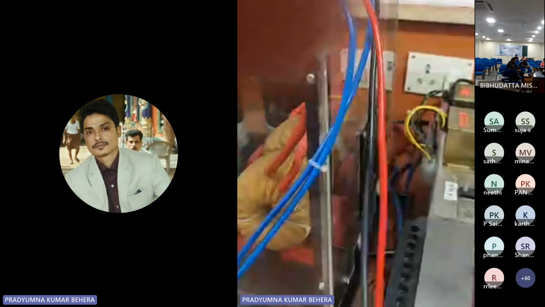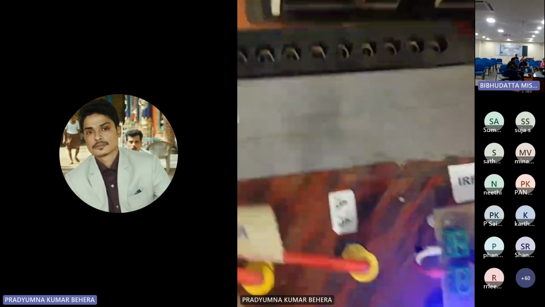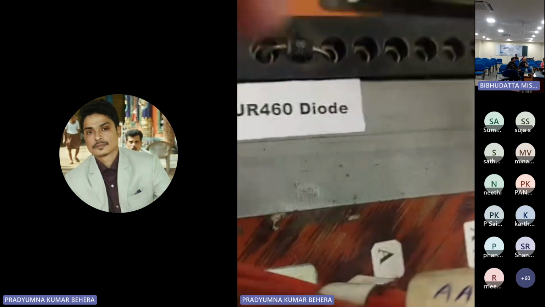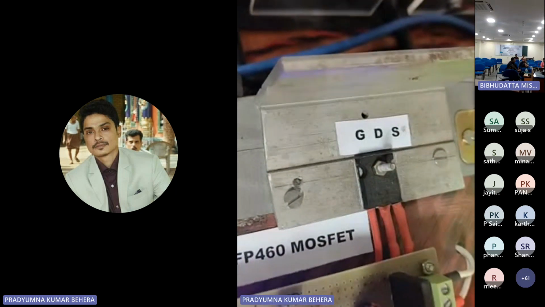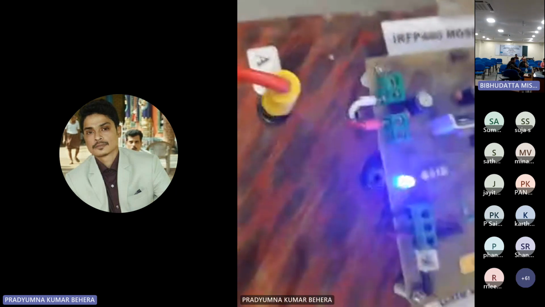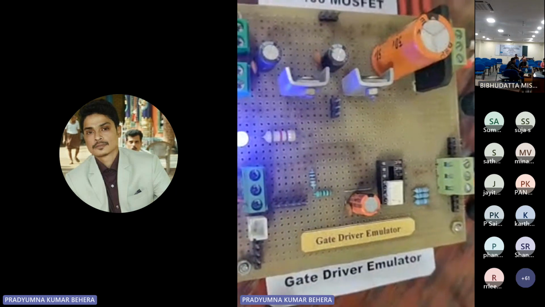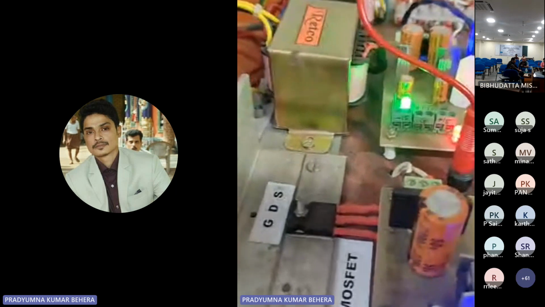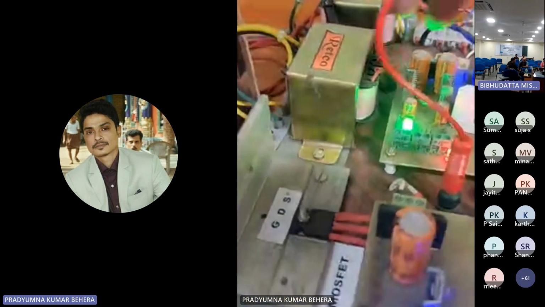Next, I will introduce you to the power MOSFET. Here you can see this is our power MOSFET, the IRFP 460, and this one is the gate driver of the MOSFET. This one is the armature current sensor.